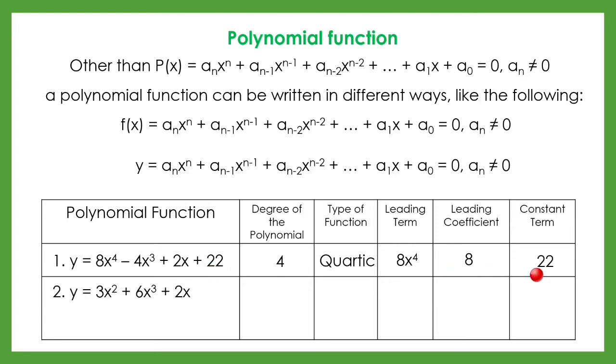Okay, number 2. We have y equals 3x squared plus 6x cubed plus 2x. So, kung mapapansin natin, hindi magkakasunod yung kanyang exponent. So, nauna yung 2, sumunod yung 3, and then 2x. Pag sunod-sunod natin or isusulat natin in standard form, so we have y equals, ang mauuna na ay 6x cubed, susundan ng 3x squared, and then ng 2x.